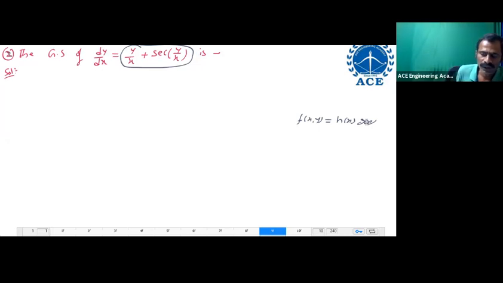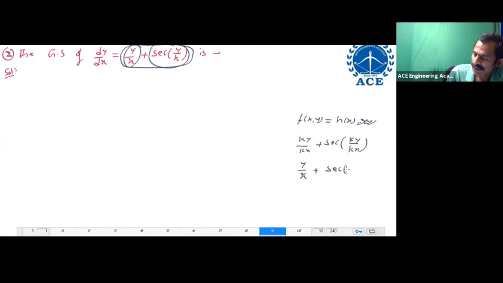The second method is the homogeneous method. According to the second method, it should be a homogeneous function with degree 0 only. Is it a homogeneous function with degree 0 or not? We have two functions: one is y by x, the other is secant. Y by x is an algebraic function, secant is a transcendental function. If you replace x with kx and y with ky, this will be ky by kx plus secant of ky by kx. So k k get cancelled, y by x plus the secant function, also k k get cancelled, y by x. So this is the same as the function f of x comma y.